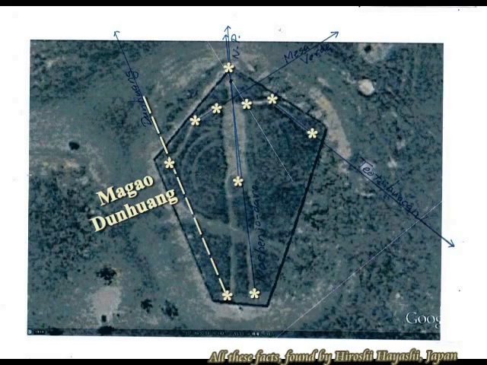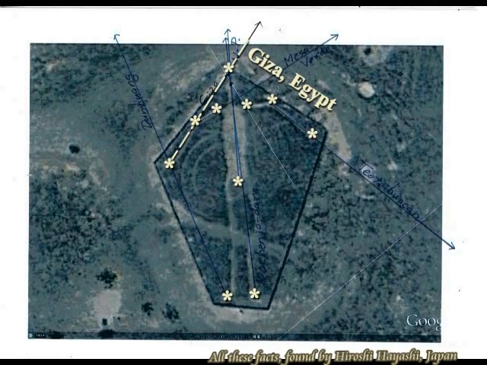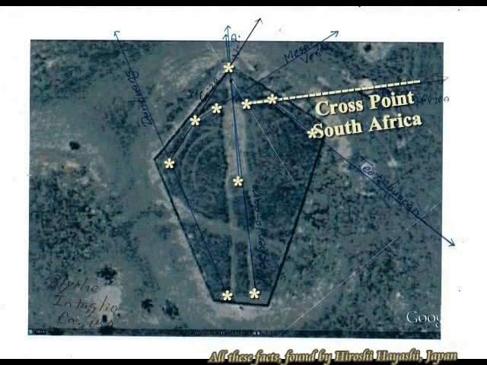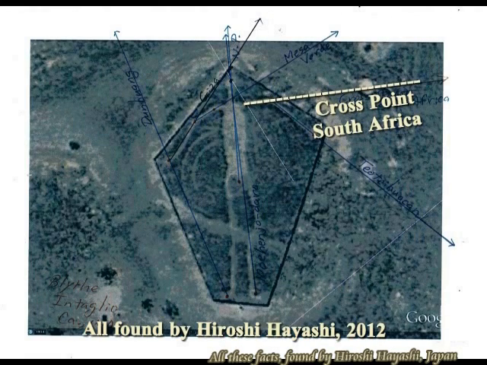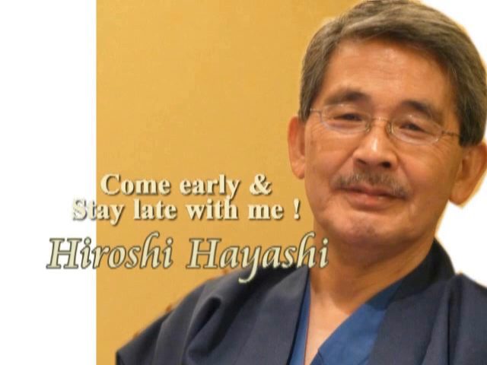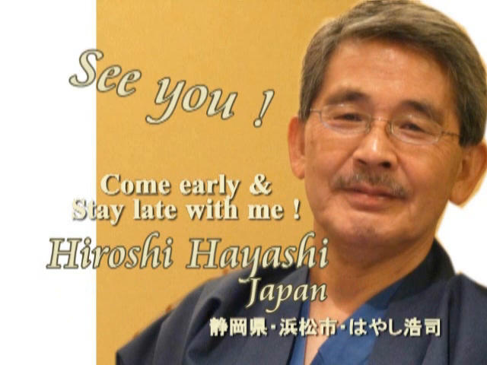and Magao Dumfan, which is also a very important major footfall in North China or North Asia. Cross Point, South Africa, which is also a major footfall in the Indian Ocean. So now you see what Serpent Mound is and what Blythe Intaglios is. I hope so.